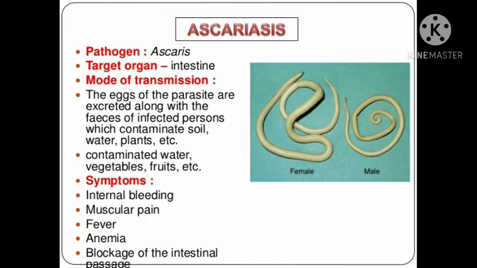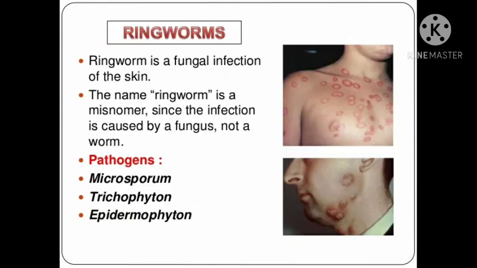Next, we look at diseases caused by fungus. Fungi are known to cause a variety of skin diseases in human beings. One such skin disease is called ringworm. So ringworm is a fungal infection of the skin. It is not caused by worms. The name ringworm is given because the infection, as seen in the diagram, appears in the shape of a ring, therefore the name ringworm.